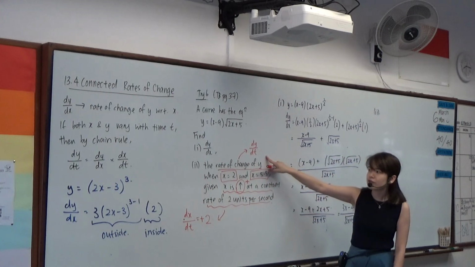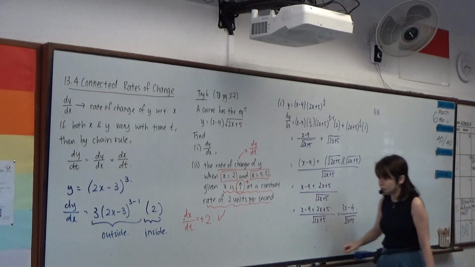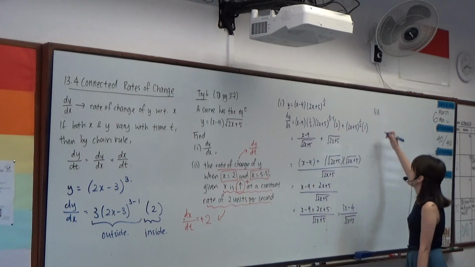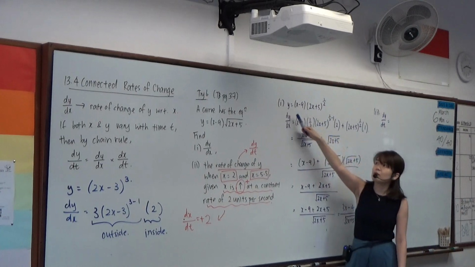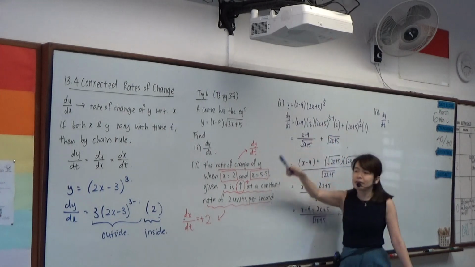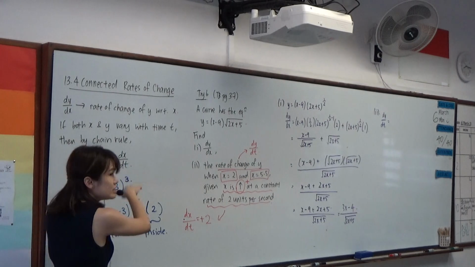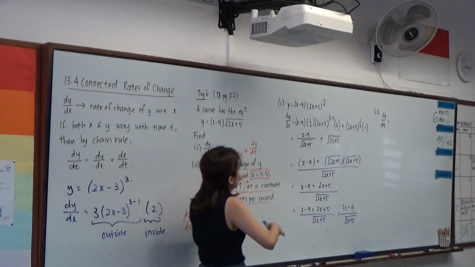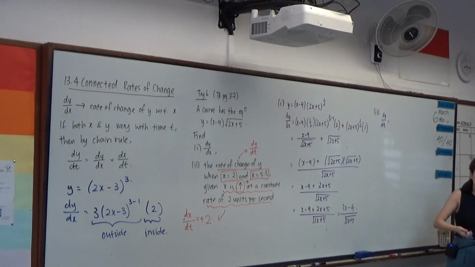Alright, so what we're trying to find is dy over dt. And in order to find dy over dt, currently we are given y in terms of x. So based on our chain rule, we differentiate the outside, then we go deeper inside. Our x could actually be expressed in terms of t, but the question did not tell us that.